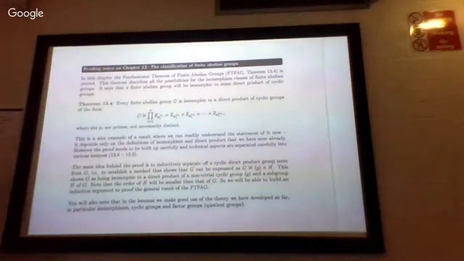We are into chapter 13, which is called the structure of groups. And the main topic here is looking at the structure of finite abelian groups. And we're going to really achieve something.